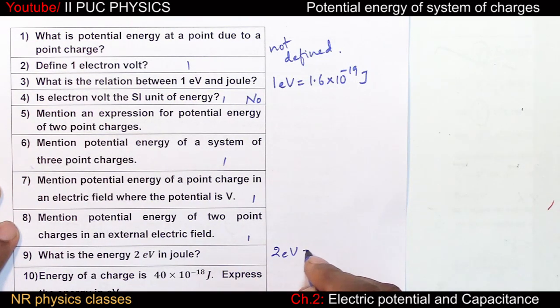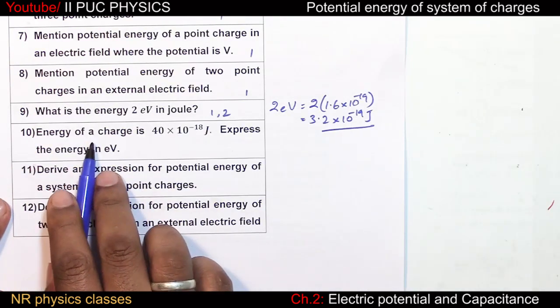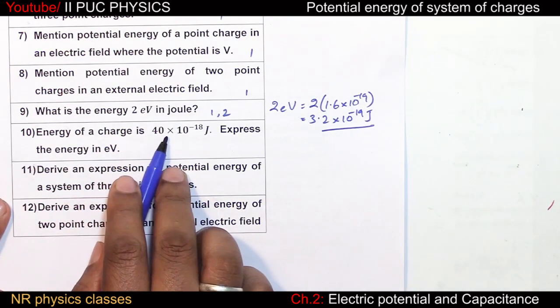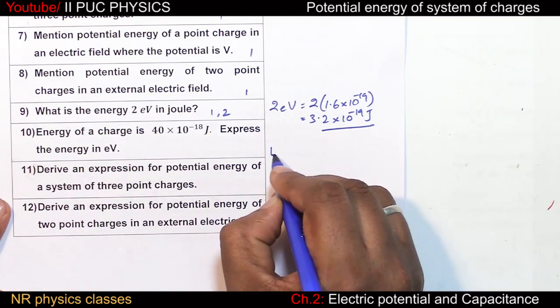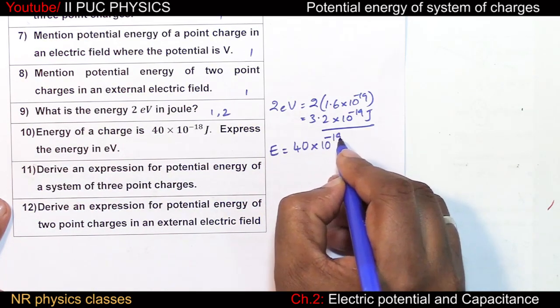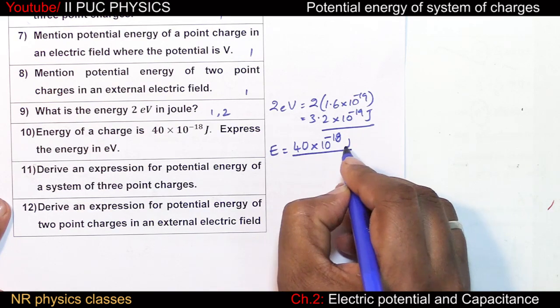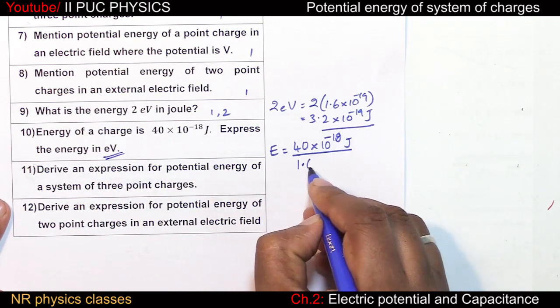2 eV equals 2 into 1.6 10 power minus 19, 3.2 10 to the power of minus 19 joule. This can be asked for 1 or 2 marks. Energy of a charge is 40 10 power minus 18 joule. Express energy in eV. So energy, this is 40 10 power minus 18 joule. To express in eV, divide this by charge of an electron.